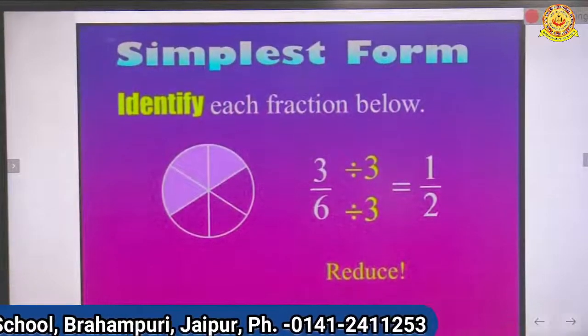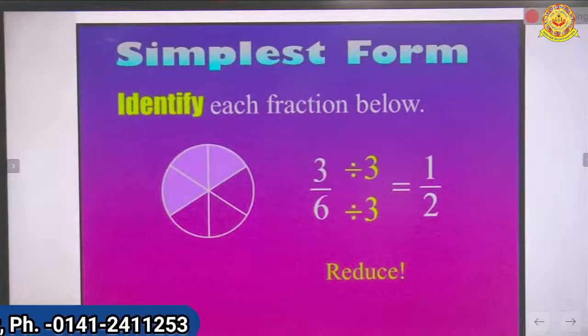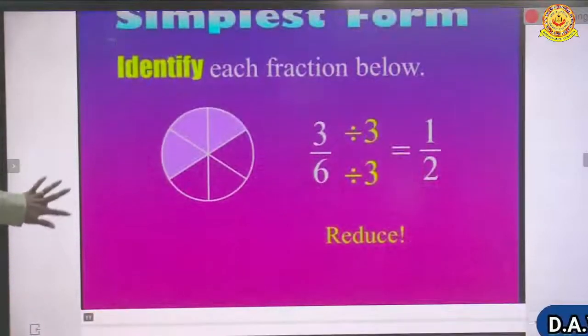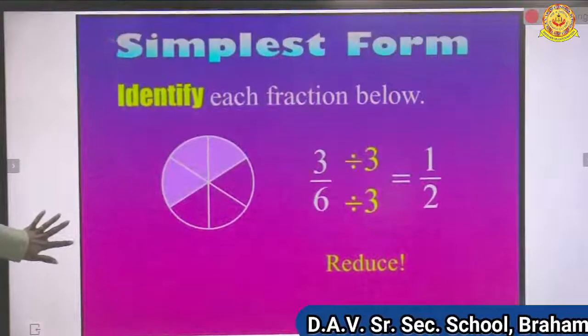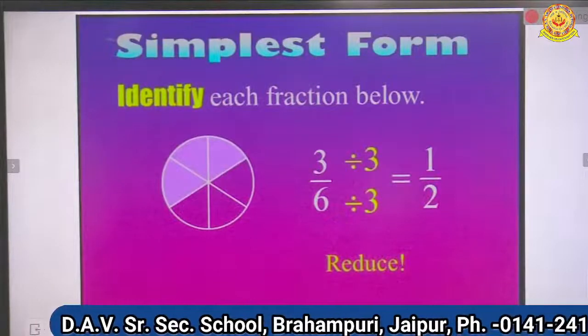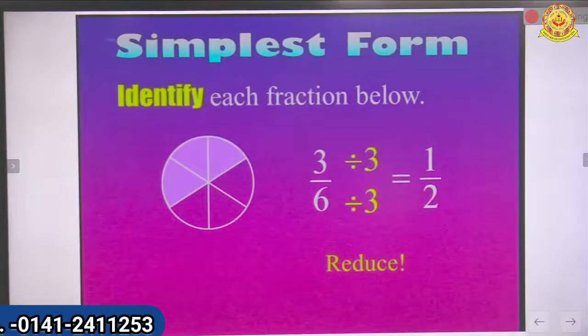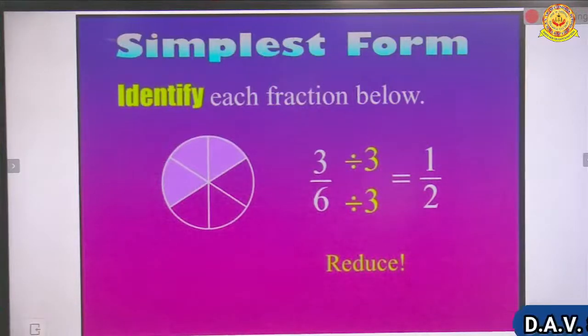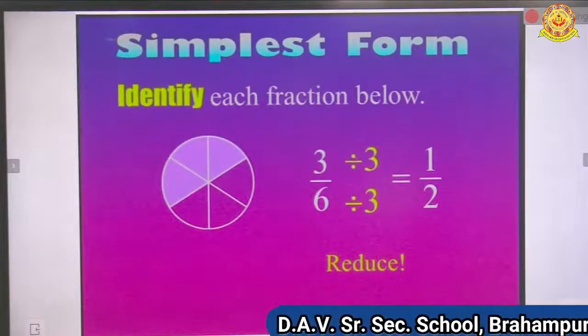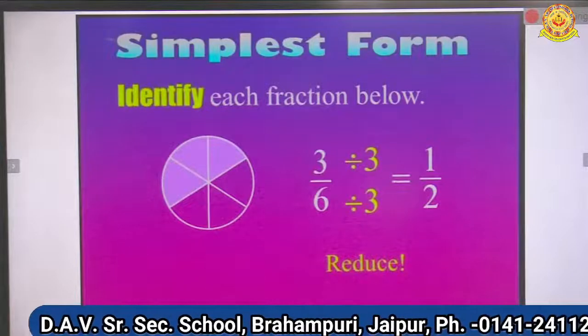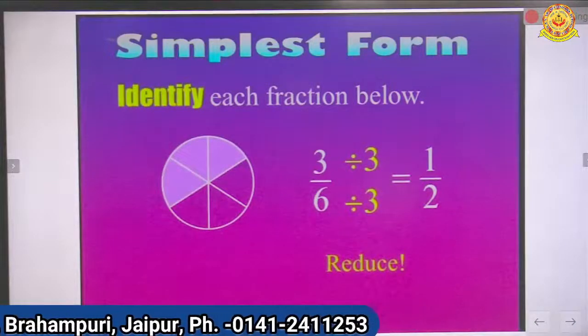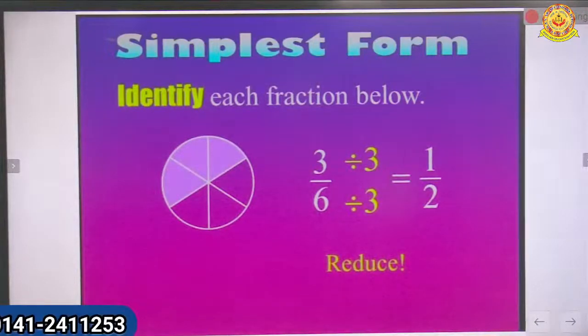Simplest form. How do we find the simplest form? First of all, identify the fraction. Total parts, how many are we having? 6 parts in total. Out of these 6 parts, how many parts are shaded? 3. 1, 2 and 3.